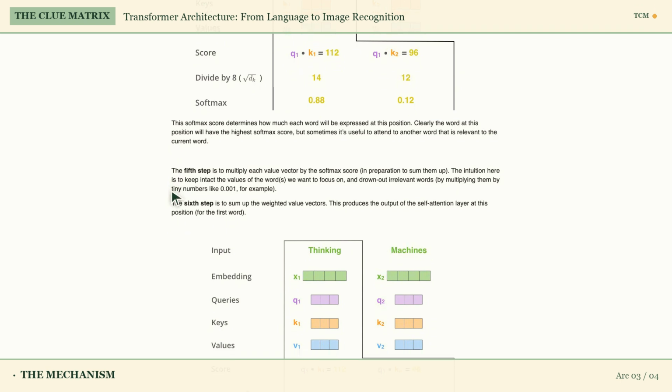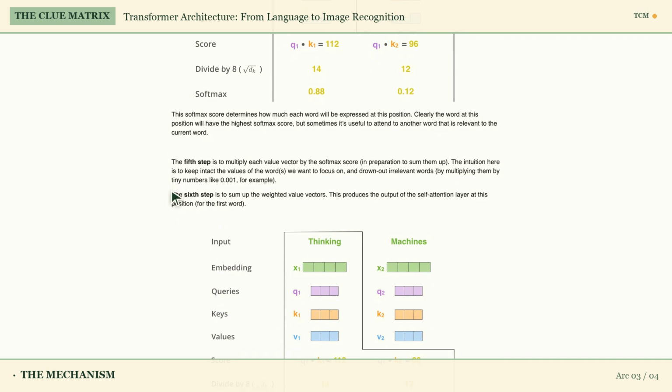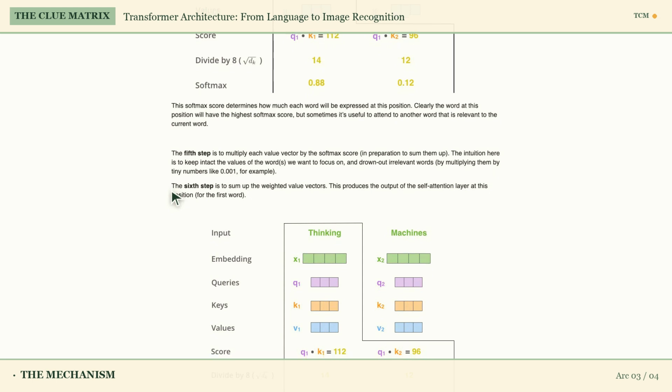So that single output vector for it now contains weighted information from animal, street, and every other word. It's a dense, context-rich representation.